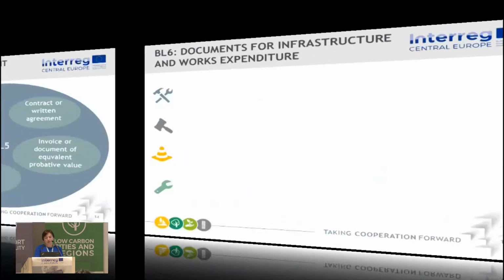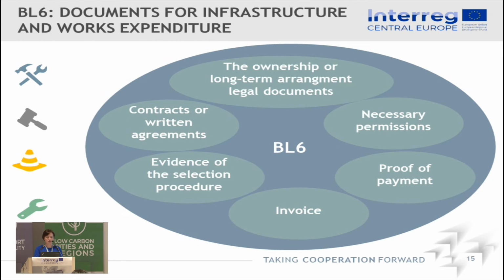And now we can, I think, go to the last budget line, which is infrastructure and works expenditure. Here there are some extra document requirements which need to be fulfilled and documents collected. So first of all, legal documents confirming either the ownership of the land or building, or long-term agreements which confirm that for a certain period of time the maintenance and durability of the investment will be fulfilled. So this first needs to be collected. Then there are the necessary permissions, so a building permit, for example, before starting some works.